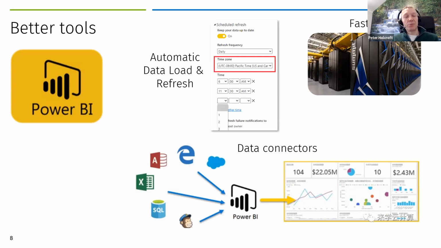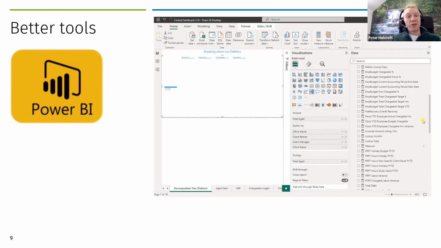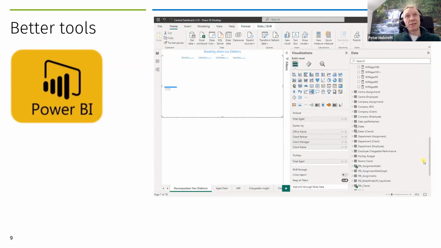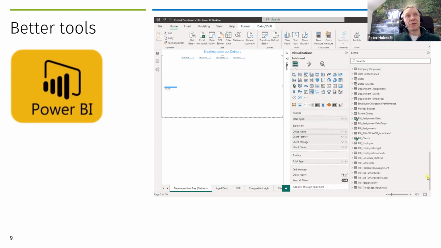Also, Power BI comes with a lot of data connectors, so you can pull data from lots of different sources. There's hundreds of sources that you can import into Power BI. We focus on CCH Central and Excel, but Power BI can take data from many different sources. And the great thing about Power BI is it makes it so easy to just pull information into reports.